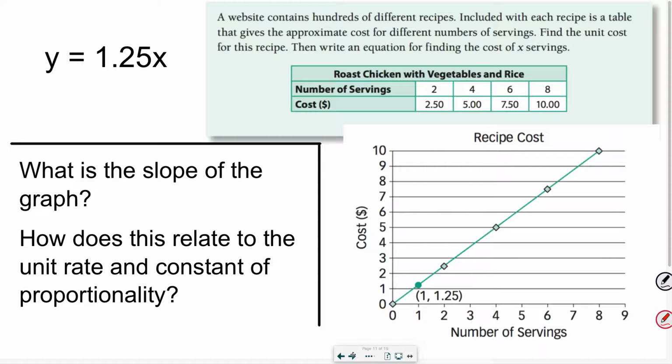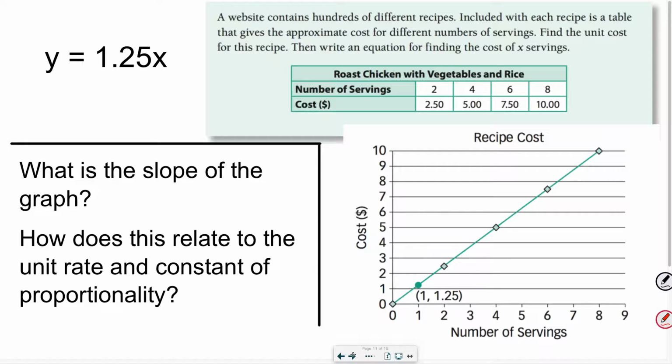How do we find the slope of a graph? Does anyone remember how to find the slope? We've done it. How do we find the slope? Raise your hand up. How do we find the slope?